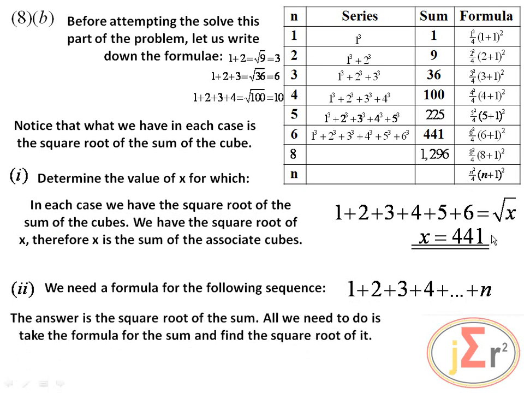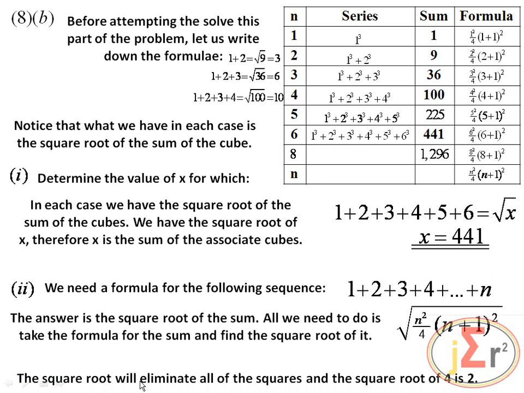So the answer is the square root of the sum. All we need to do is take the formula for the sum of cubes and find the square root of it. So this formula is the associated sum of cubes. Therefore, what we need to do, like we have right here, is find the square root. Finding the square root is pretty straightforward.